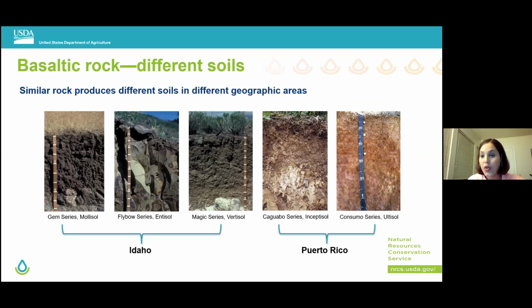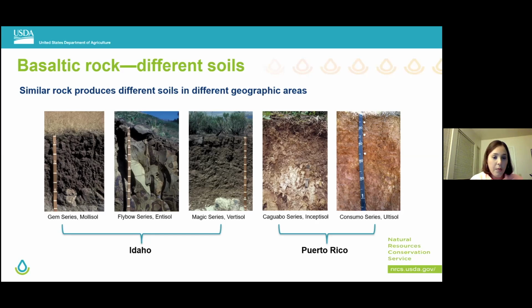Yes, there could be other things happening in that environment that are giving the soils the properties they have right now. But look how they look. They could be similar in terms of colors because they're dark. But I want you to take a look at the Entisol, the Flybow series. It's the second picture from the left. Entisols are a soil order, the youngest soils. They don't have a lot of development. Look how the rock is breaking down into smaller fragments. You can see the fractures, the cracks in the rock.